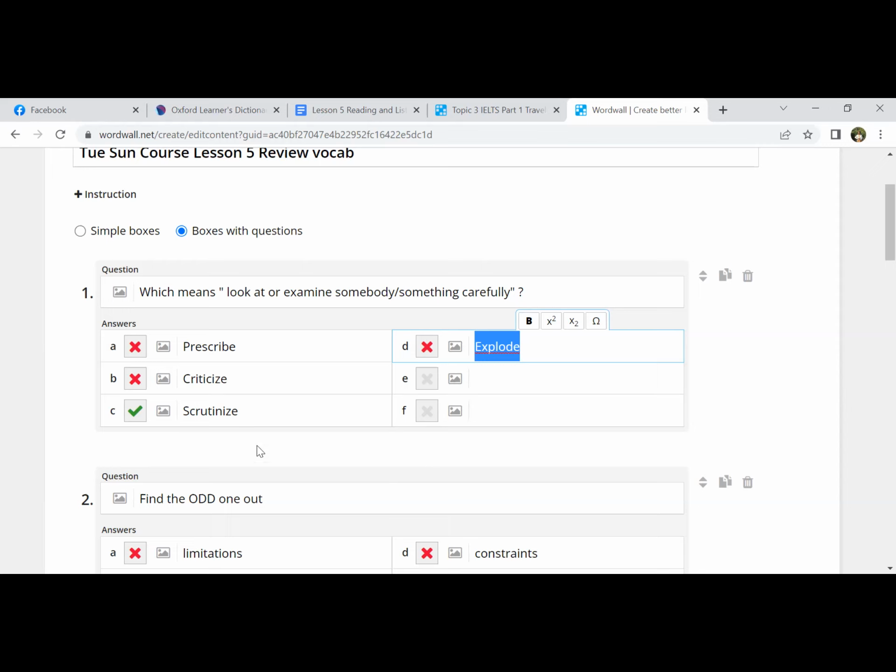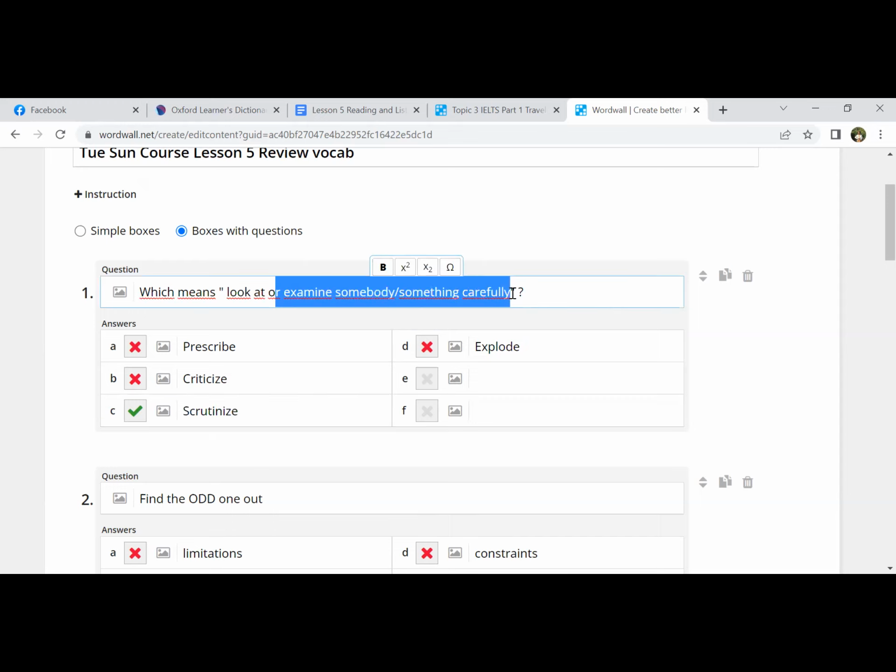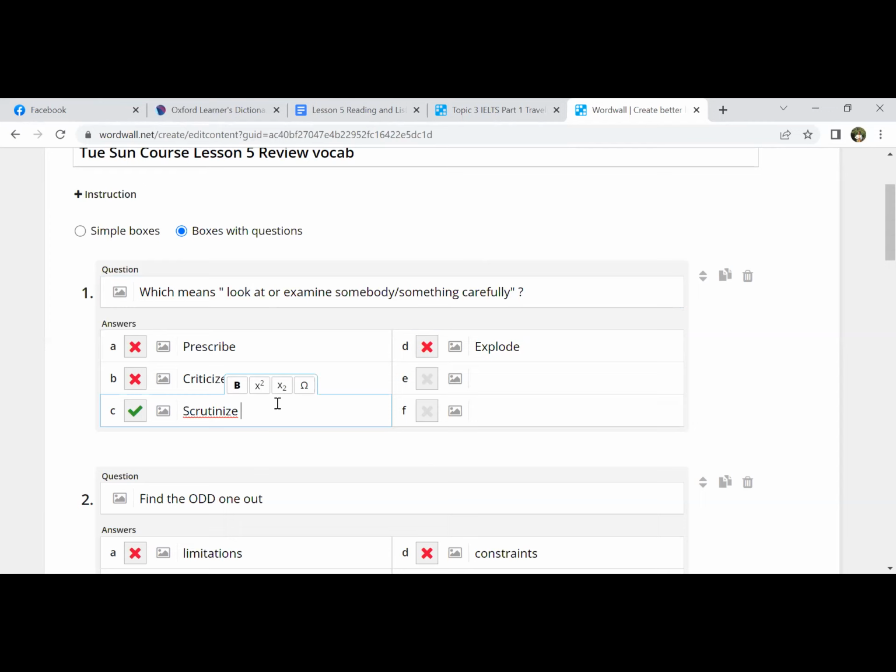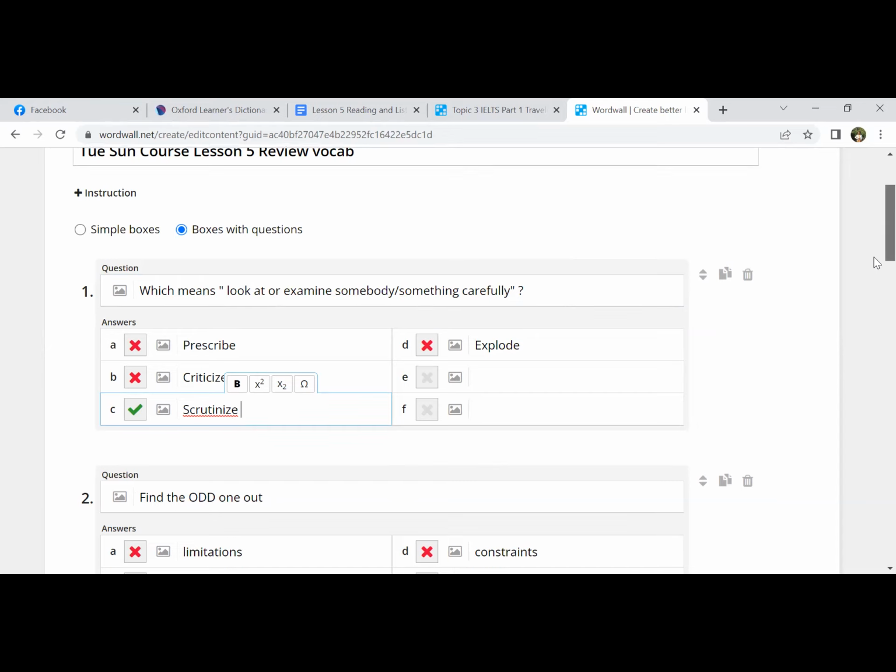Thank you. And here we have scrutinize. Scrutinize means, yes, to check something or to examine something carefully. Companies and organizations, they hate to be scrutinized by the government because no organizations want to be examined heavily by the government. All right, so let's move on.